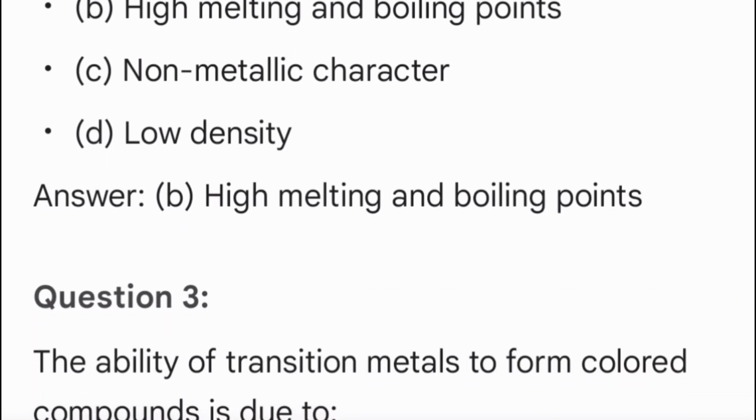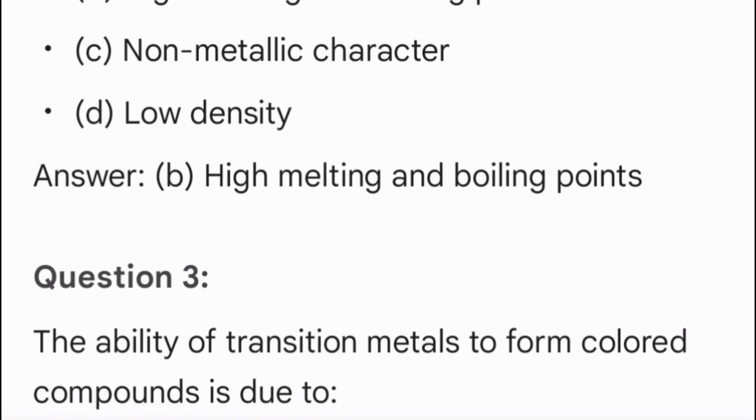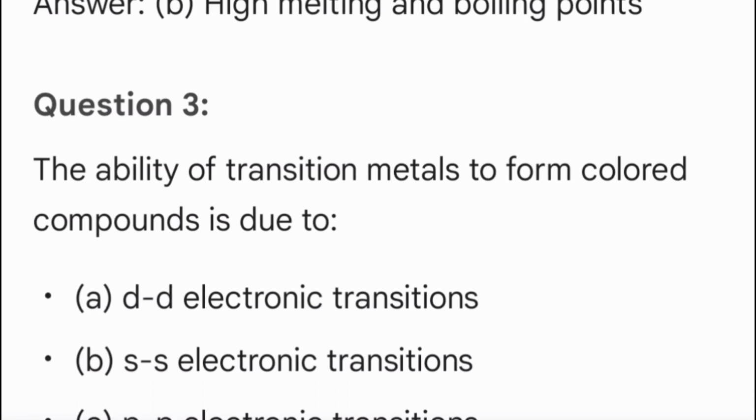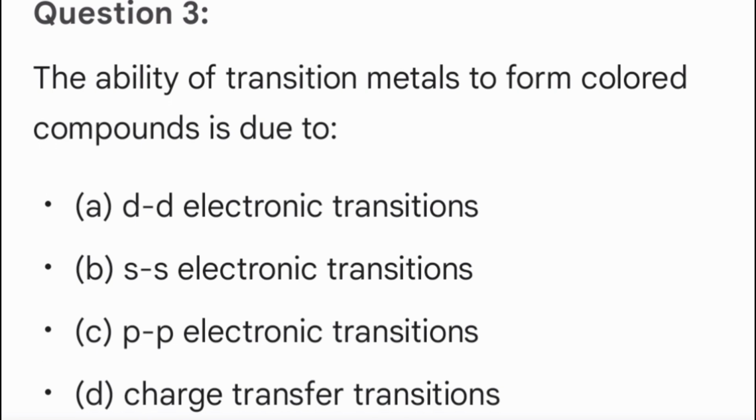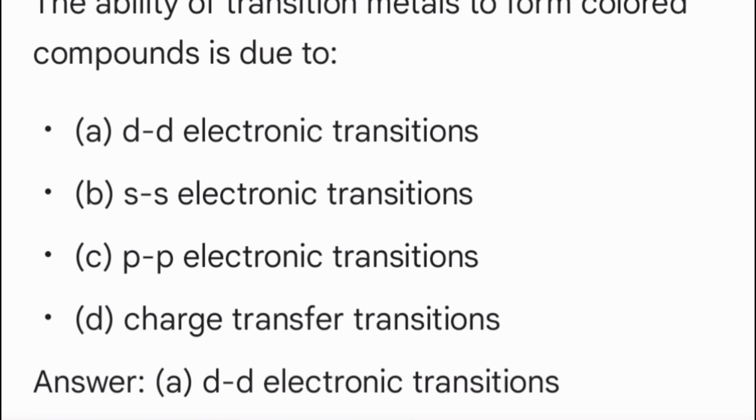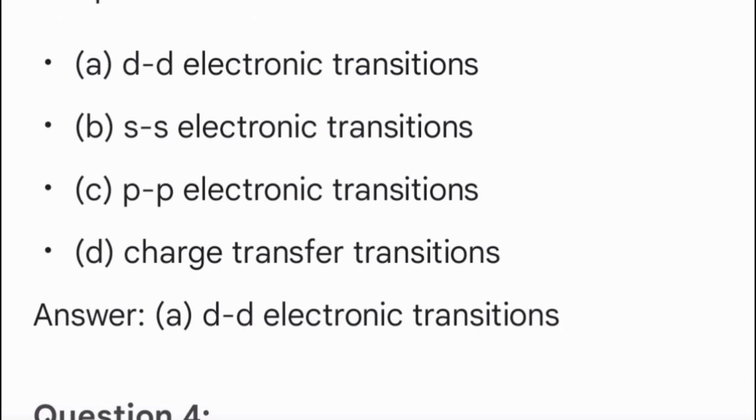Question 3. The ability of transition metals to form colored compounds is due to A. d-d electronic transitions. B. s-s electronic transitions. C. p-p electronic transitions. D. Charge transfer transitions. Answer. A. d-d electronic transitions.